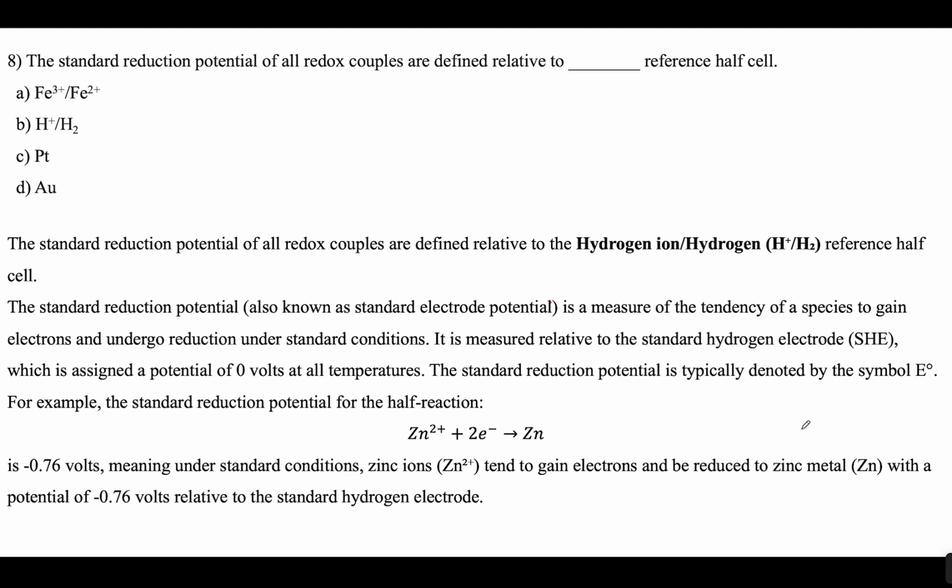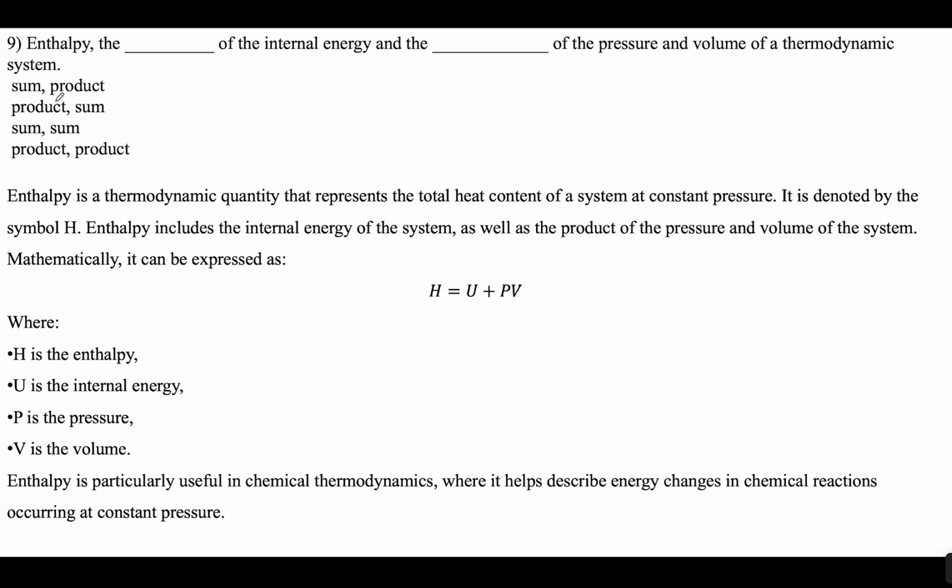For example, the standard reduction potential for the half reaction Zn2 plus plus 2 electrons converted to Zn is 0.76 volt, meaning under standard condition zinc ions tend to gain electrons and be reduced to zinc metal with a potential of 0.76 volt relative to the standard hydrogen electrode. So the correct answer here is the hydrogen H plus, H2 electrode. Now moving to the next question.